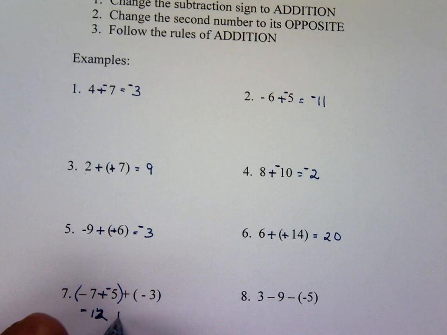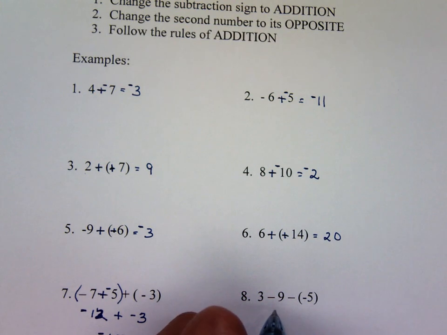Now you're going to add plus negative 3. Negative 12 plus negative 3, they're both negatives, so you know you have to add, so that's 15. And since they're both negatives, it would be a negative 15. Try number 8 on your own. Press pause, and when you're done, go ahead and push play again.